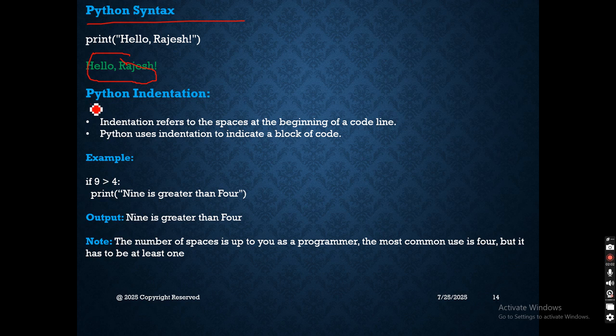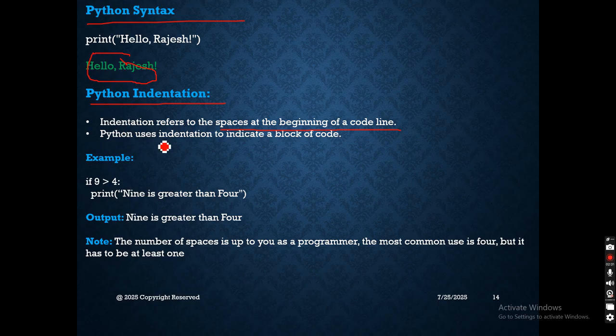Python indentation. This is very important. Let's try to understand it. Indentation refers to the space at the beginning of the code line. Look at this part. Here is the starting point, right? So it refers to the space at the beginning of a code line, that is, how much space you give: 1, 2, 3, 4. That is what we are talking about.